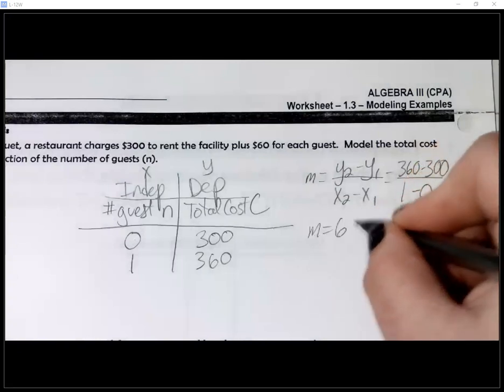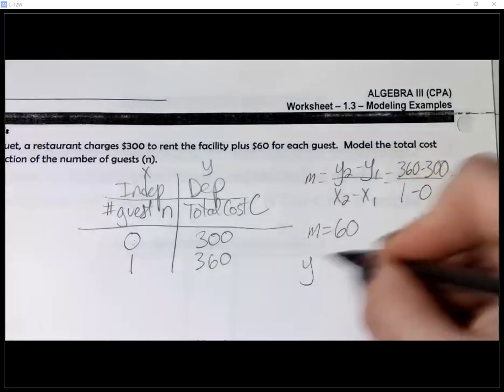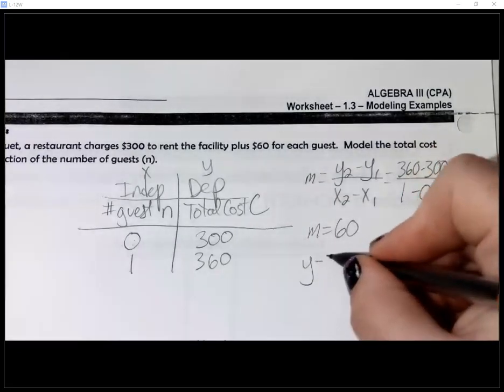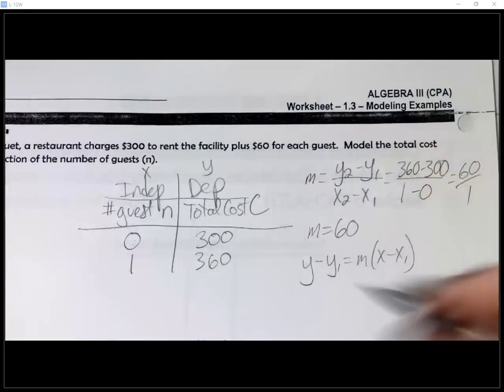And then pick a point to use. You might as well use the (0, 300). And then we're going to put it right into point slope form: y minus y1 equals m times x minus x1. So using that point, (0, 300).